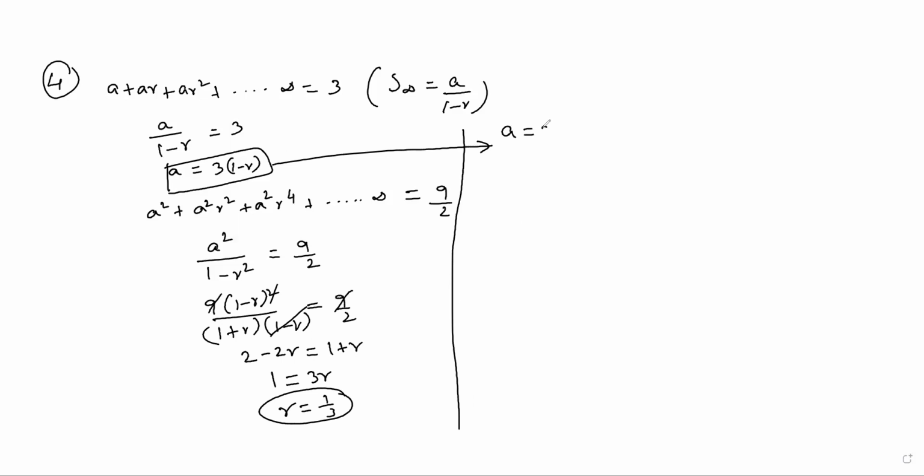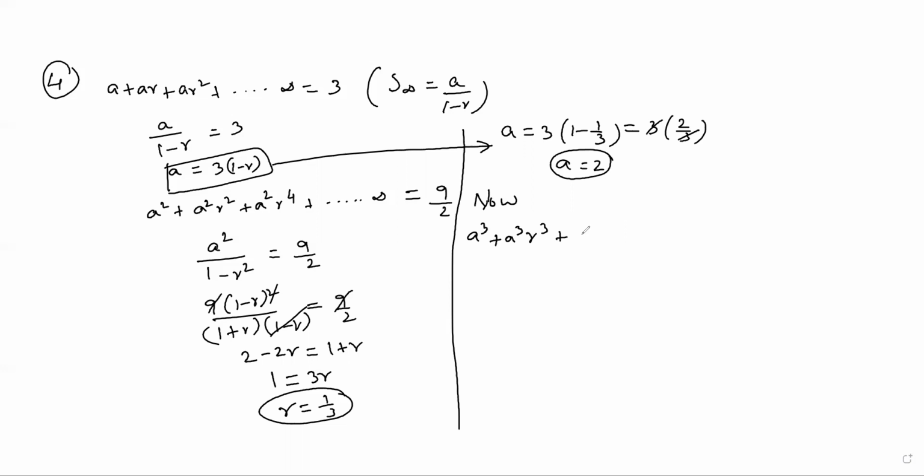A is equal to 3 into 1 minus 1 by 3. That is 3 into, by taking LCM, 1 minus 1 by 3, how much? 2 by 3. Here you will get the a value clearly, how much? 2 you will get. By simplifying this, 3 gets cancelled. Now the first term a is what? Clearly 2.